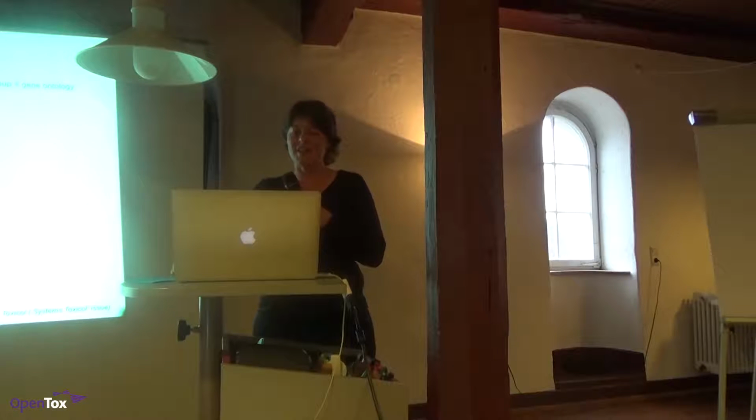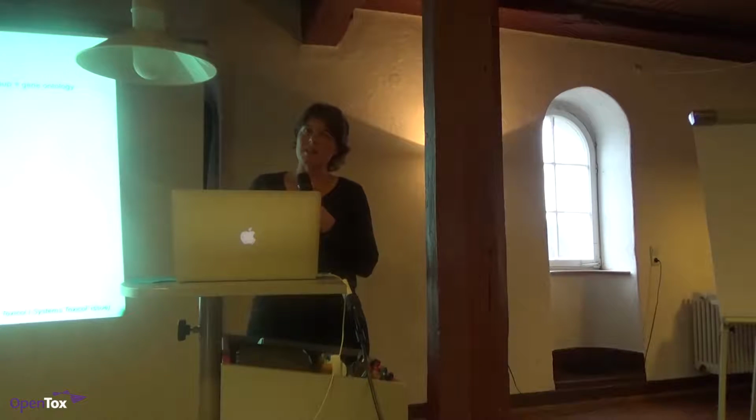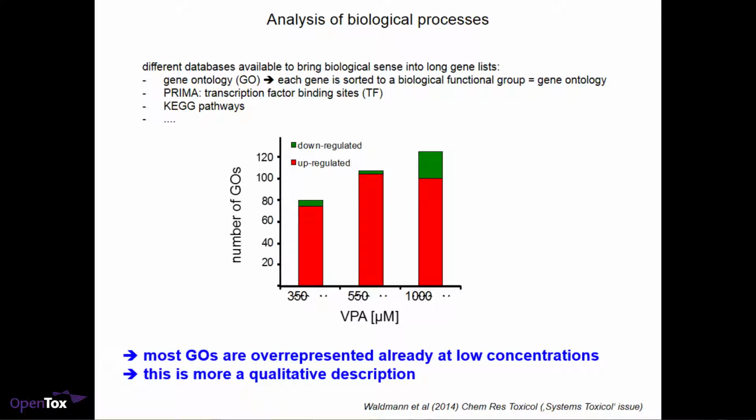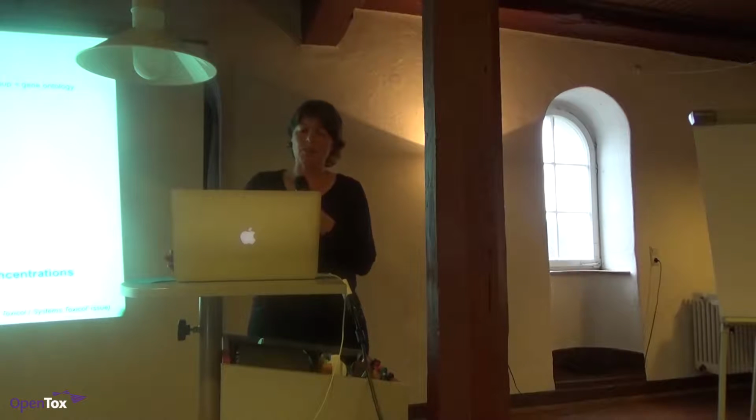And we summarize them, so you find a lot of GOs that deal with neuronal development, and of course GOs that deal with cell cycle are downregulated, but it was still not very usable in a toxicological sense. Most of the GOs were already overrepresented, and only a few are added with the cytotoxic concentrations. Again, this is more a qualitative description.